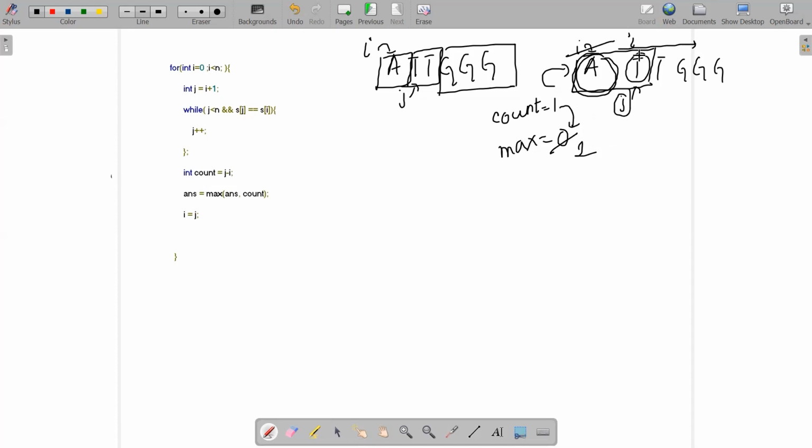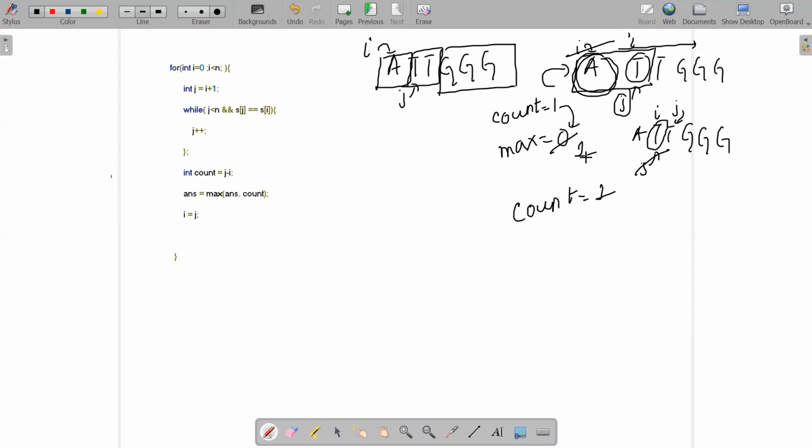So I shifted my i to the pointer j. That's what we did. So A, T, T, triple G. My i is here, my j is here. After I shifted my i to the jth pointer, I will reinitialize my j to i plus 1, and again the count will be reset to 1. Right now only the ith character is in the current substring that has the same character, and max is 1 only for us.